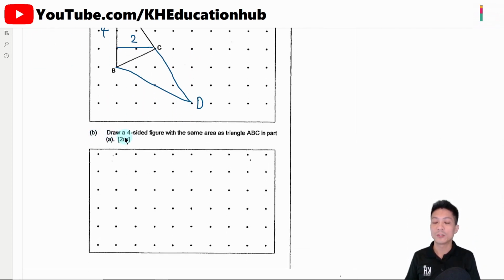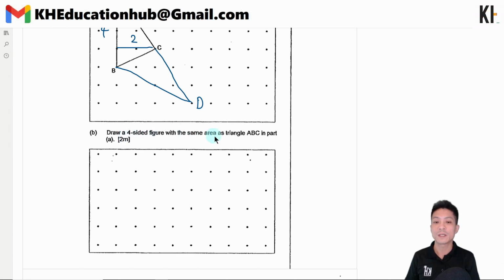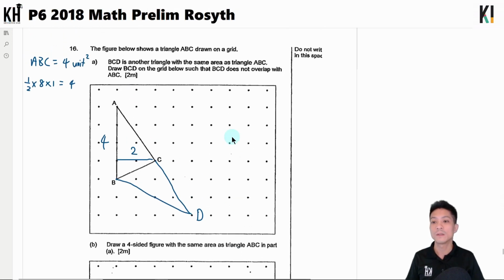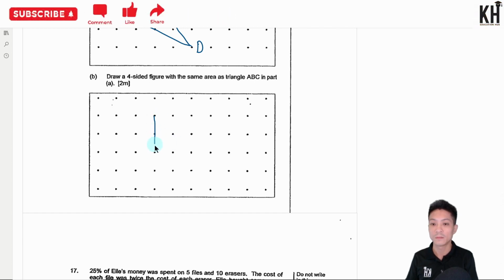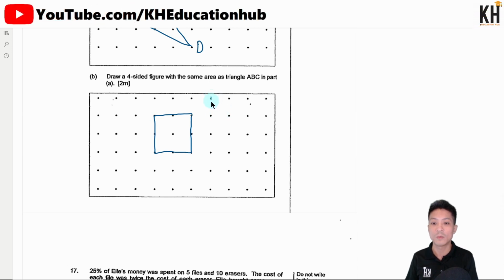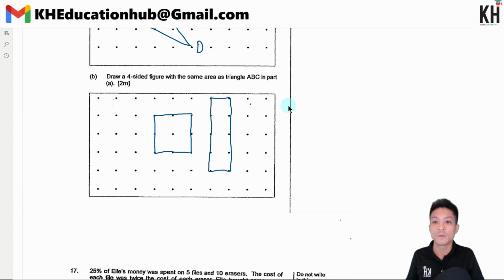Okay, part B, draw a 4-sided figure with the same area as triangle ABC in part A. A 4-sided figure with the same area. The area is 4 unit square, so I will draw a 2 times 2. Okay, see that I draw a 2 times 2, or you can also draw a 4 times 1. 1, 2, 3, 4, like this. Whichever way is easier for you.